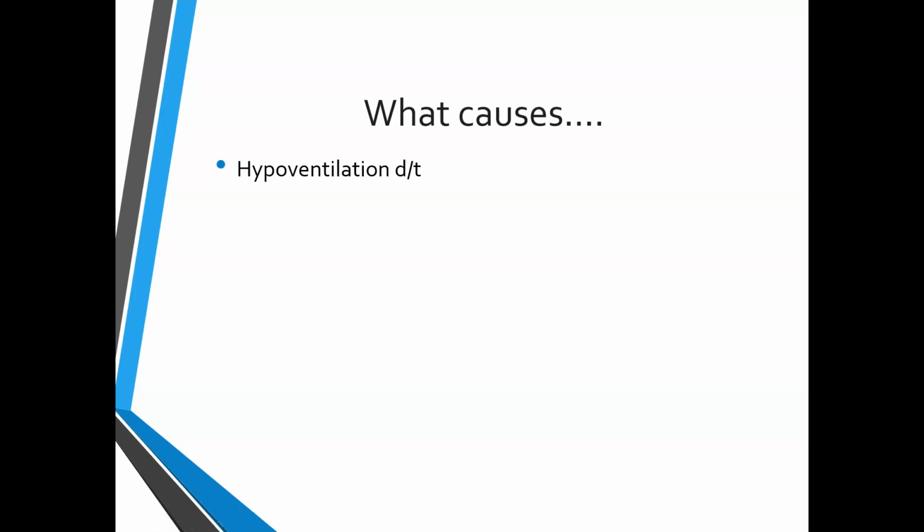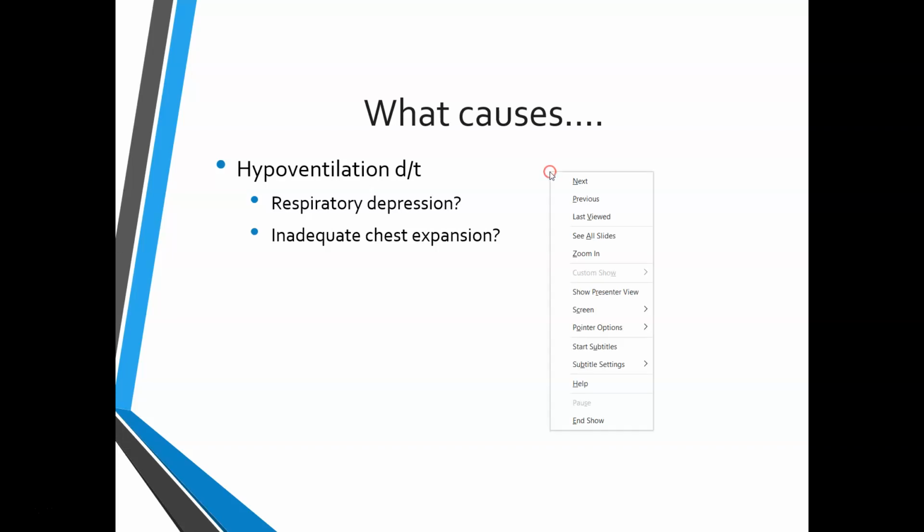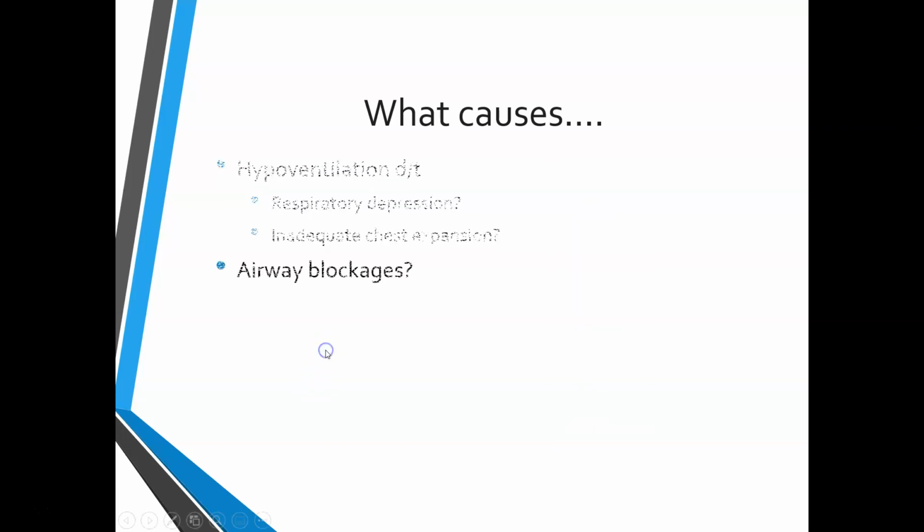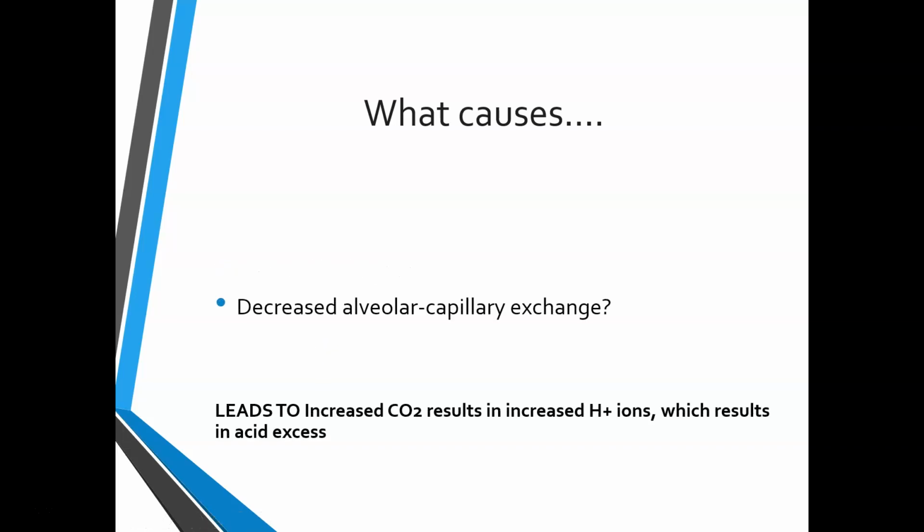So what causes hypoventilation due to respiratory depression? Could be inadequate chest expansion. It could be airway blockages, again, or decreased alveolar capillary exchange. Knowing what the cause is going to help you and other healthcare providers better treat that patient, because in the end, you need to kind of get to the etiology to correct the pH balance.